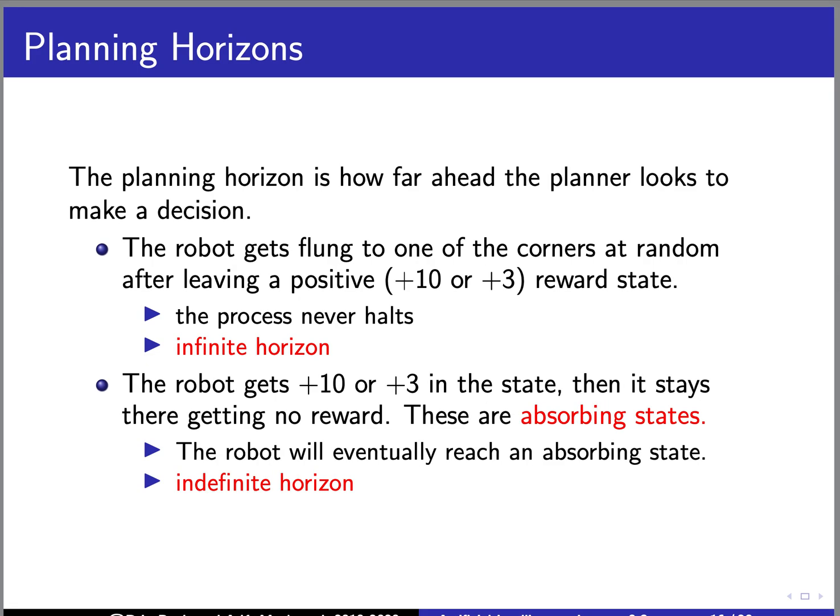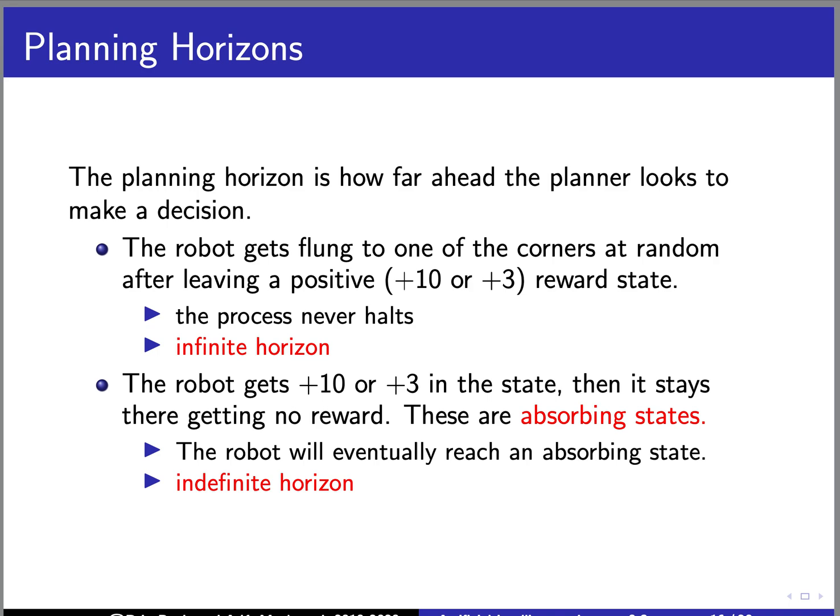The other one here is the agent gets a +10 or a +3 in the state and stays there getting no reward. And these are called absorbing states. So it effectively gets the +10 and stops. So the maximum it can ever get is +10. So the robot will eventually reach an absorbing state and it's eventually going to stop. And this is what's called an indefinite horizon.